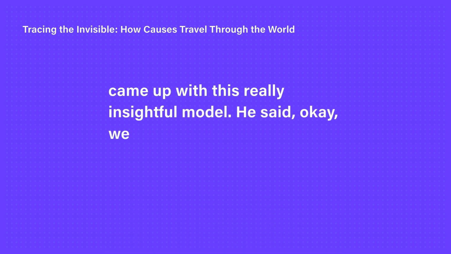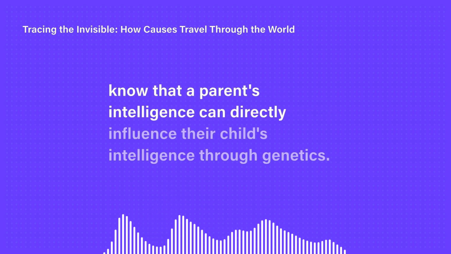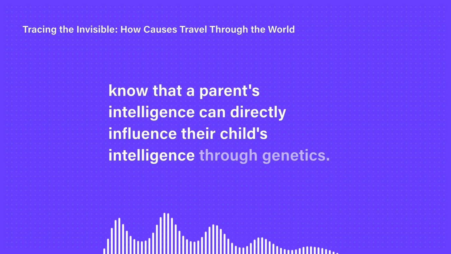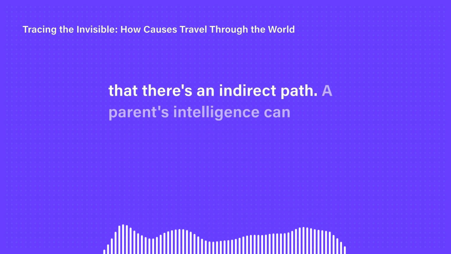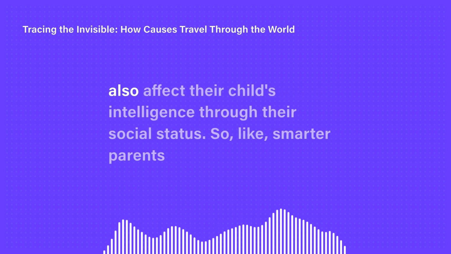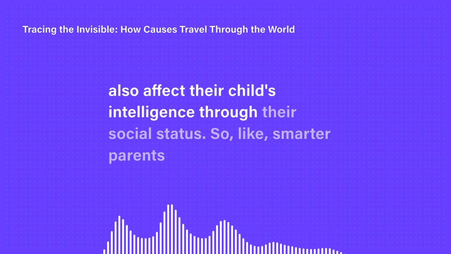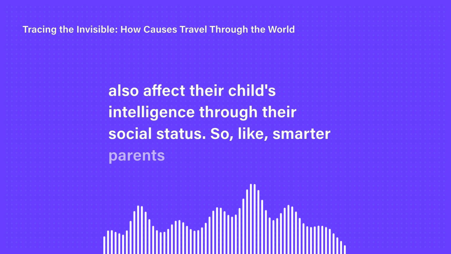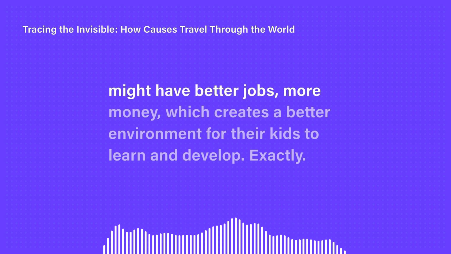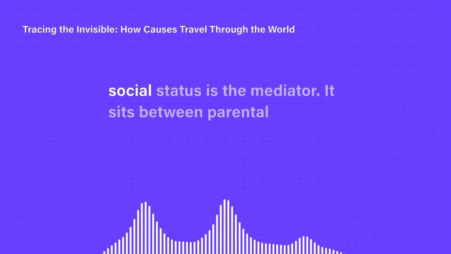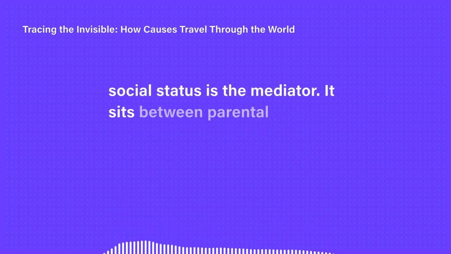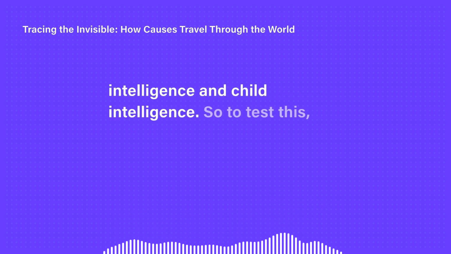She said, okay, we know that a parent's intelligence can directly influence their child's intelligence through genetics. That's the nature part. But she also proposed that there's an indirect path. A parent's intelligence can also affect their child's intelligence through their social status. So, like, smarter parents might have better jobs, more money, which creates a better environment for their kids to learn and develop. Exactly. And in this model, social status is the mediator. It sits between parental intelligence and child intelligence.